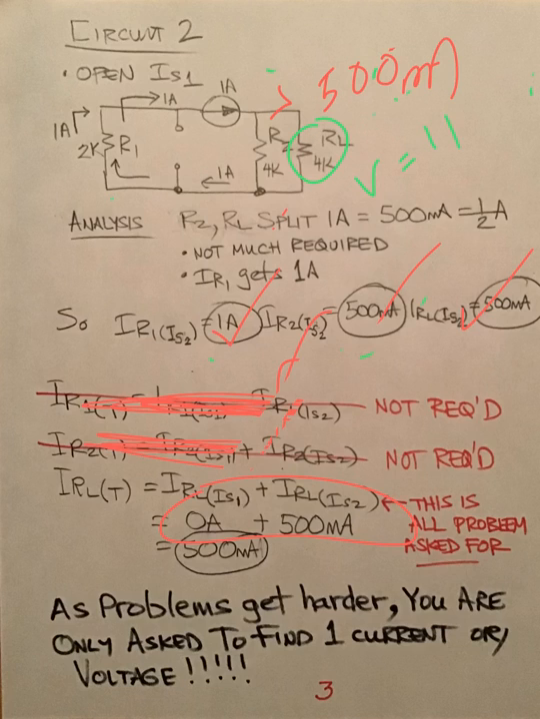V equals IR. I have R and I have I. How hard is it to find the voltage here? 500 milliamps times 4,000. That's 4 times 5. That's not too bad. That's a half of 4,000. That's calculatable, right? 500 milliamps times 4,000. That's a half times 4,000 gives you the voltage.